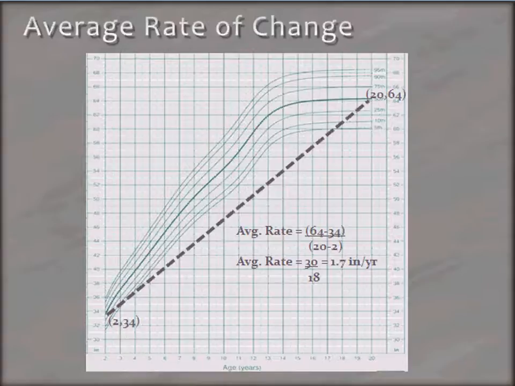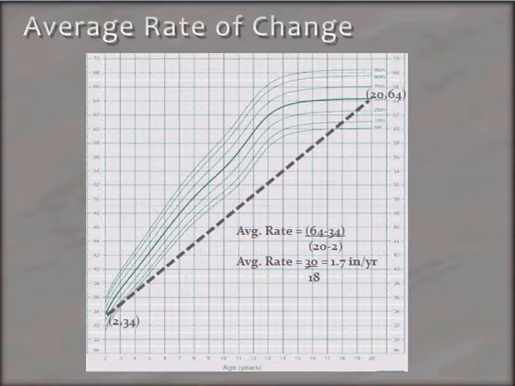Now you'll recall that the average rate of change is calculated by dividing the change in the y value over the change in the x value. So we would find the value of the median at age 2, which is a height of 34 inches, and at age 20, a height of 64 inches. We take the difference, 64 inches minus 34 inches, and divide by the difference in age, 20 minus 2, or 18 years, to give 30 inches over 18 years, or 1.7 inches a year.